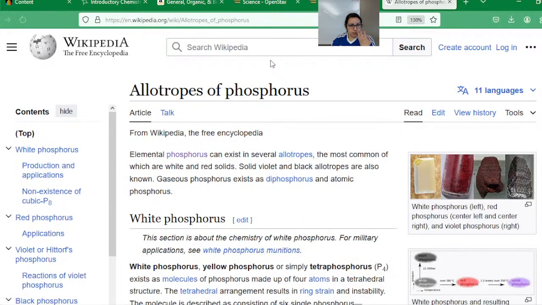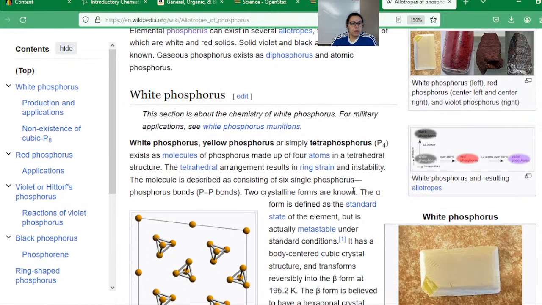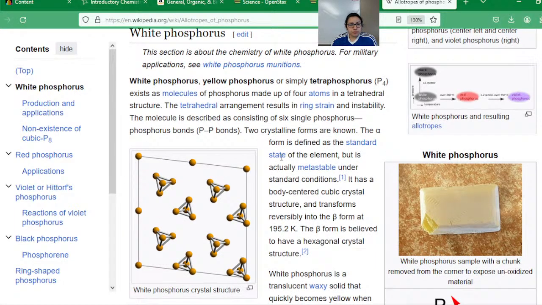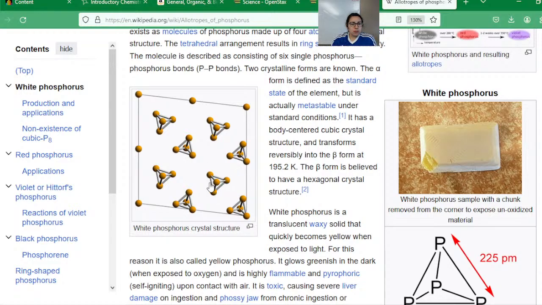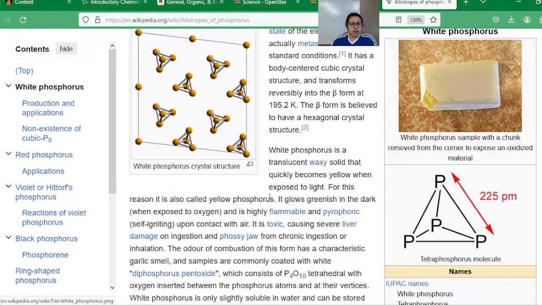And so phosphorus has some allotropes that people are familiar with. Of course, white phosphorus is the one that's used in war. This is the structure of white phosphorus. That is highly flammable and pyrophoric, so it ignites on contact with air. Again, hence why it was used in war.